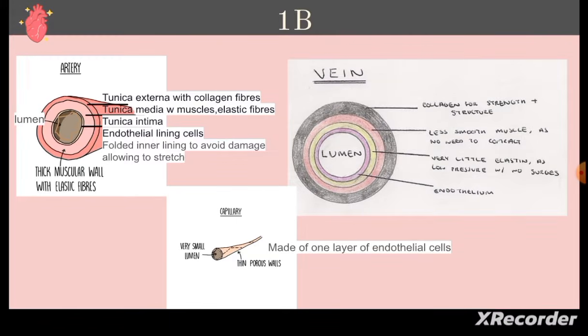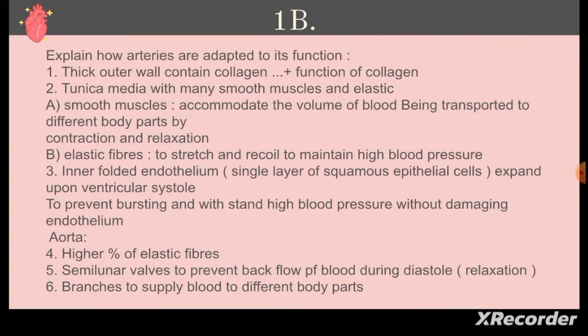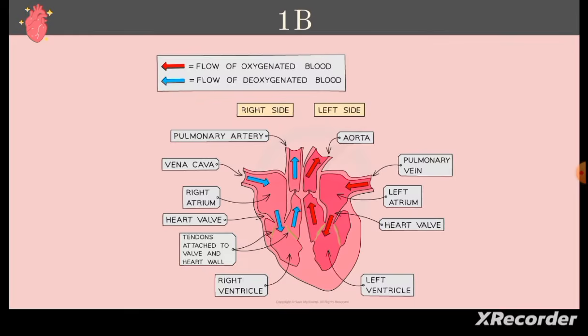Veins and capillaries aren't asked about as often, but remember that capillaries are 1 cell thick and they are made of one layer of endothelial cells. It's very important to remember how arteries are adapted to their function. The last 3 points are specific to the aorta artery.